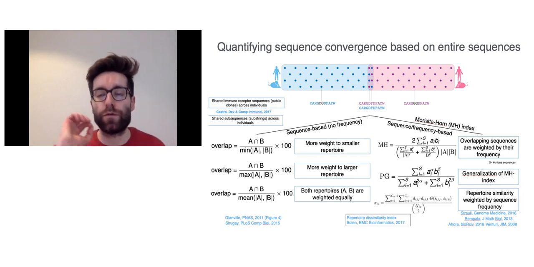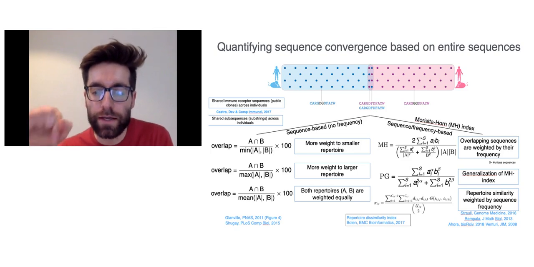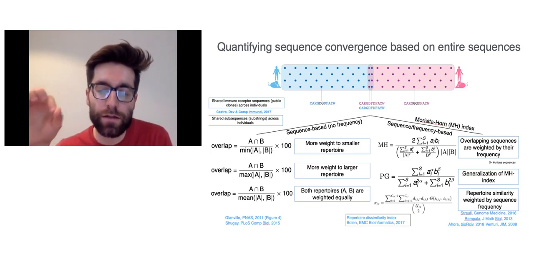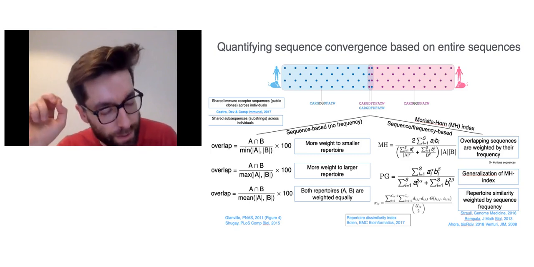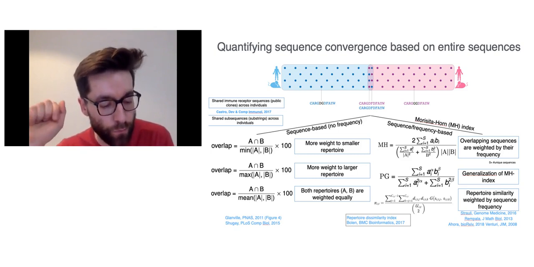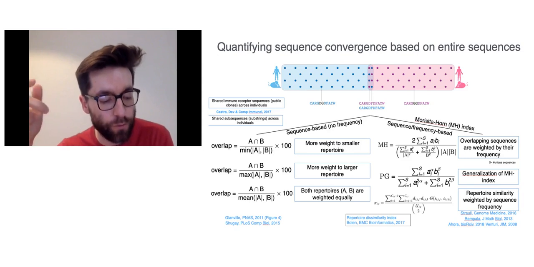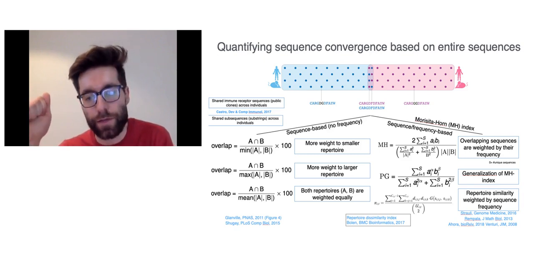If you go to the lower right, the Rempala et al. paper in the Journal of Mathematical Biology is a very excellent paper which gives a lot of overview of these different overlap and diversity estimators.